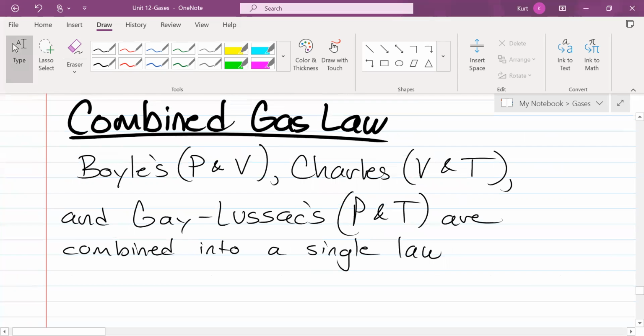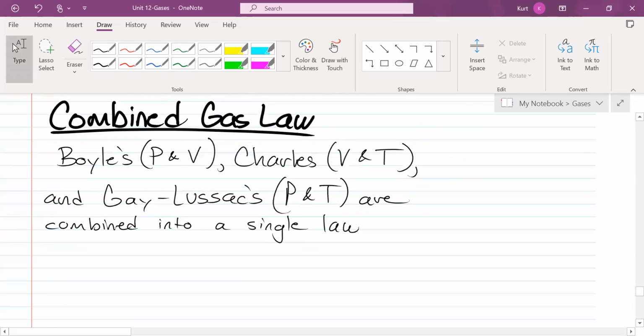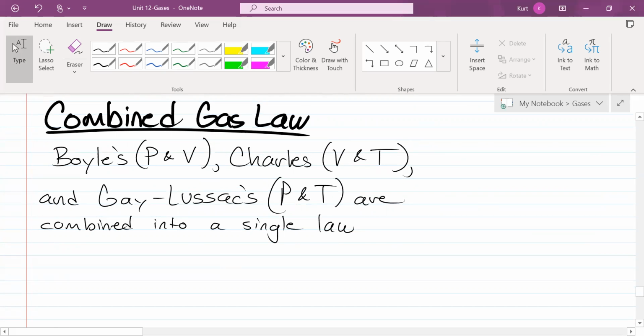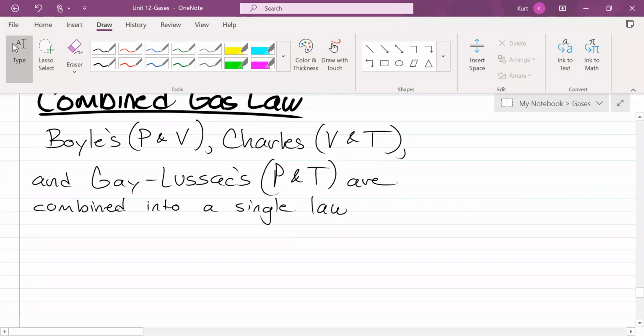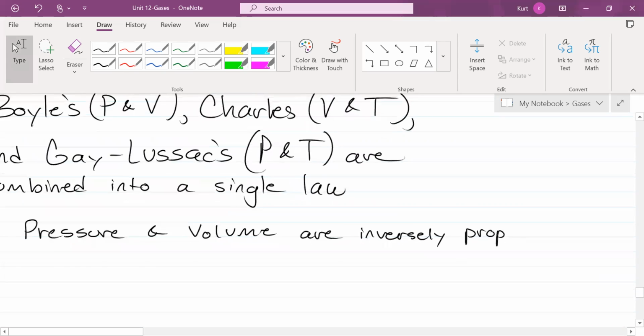So this isn't named after somebody. This is just the combination of those three laws into one formula, one equation. Now, keep in mind that pressure and volume are inversely proportional. This means if you were to double one, you multiply it by 2, you would divide the other by 2.